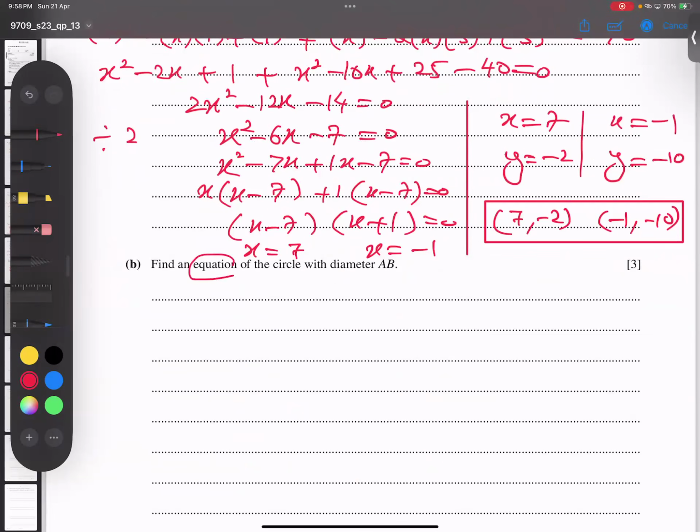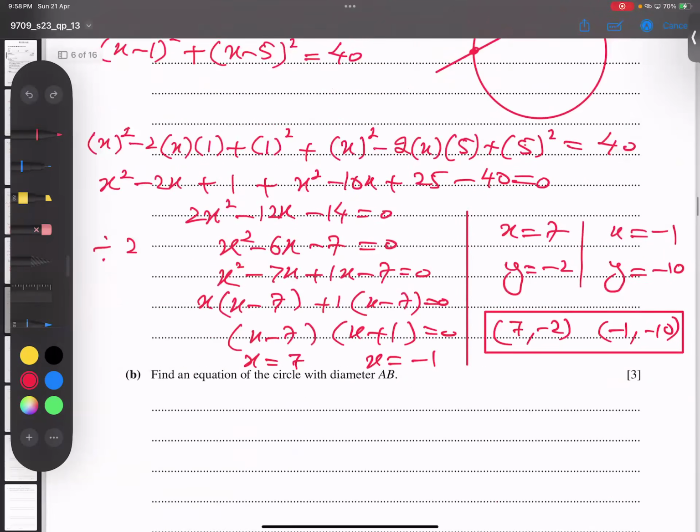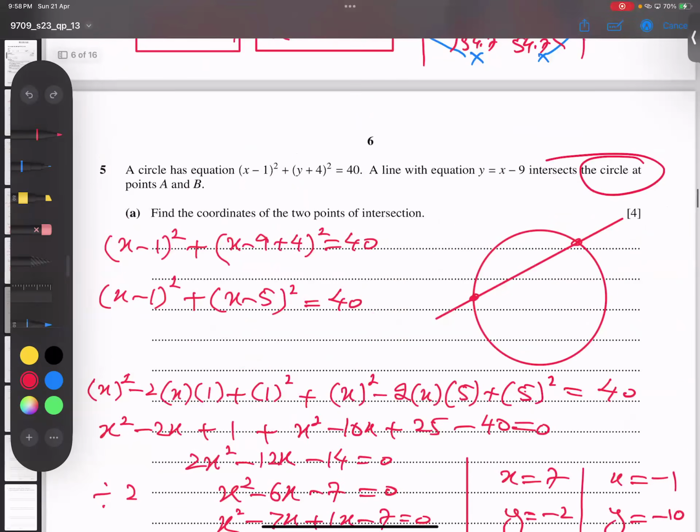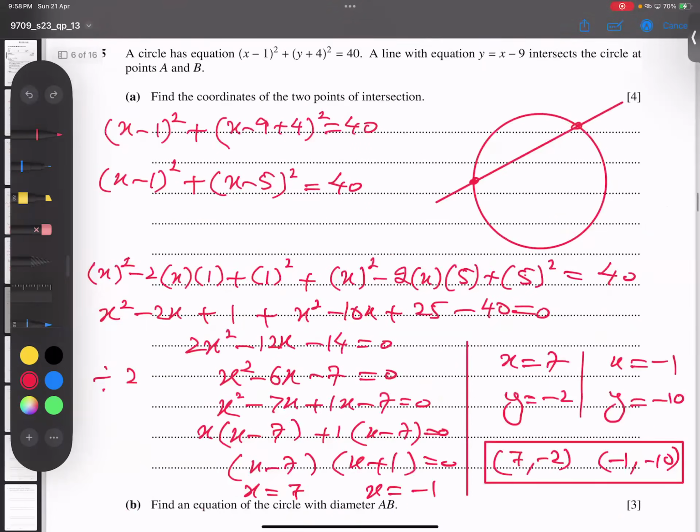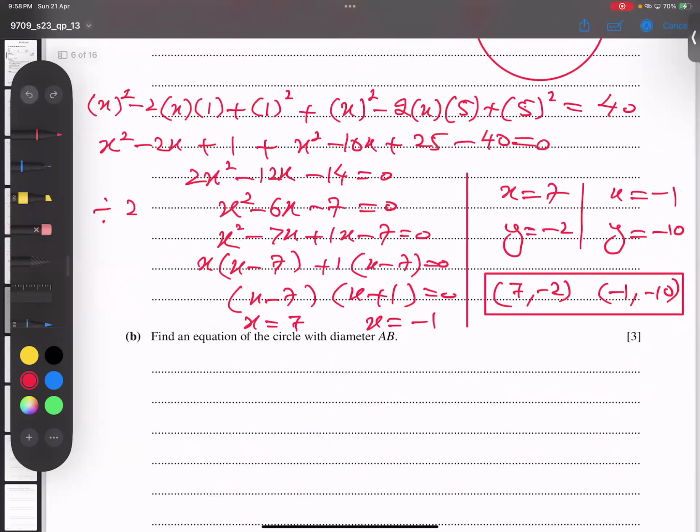He said, find the equation of the circle if AB... Intersect at AB. So it means one is A, one is B. It can be any order. So A here, B here.